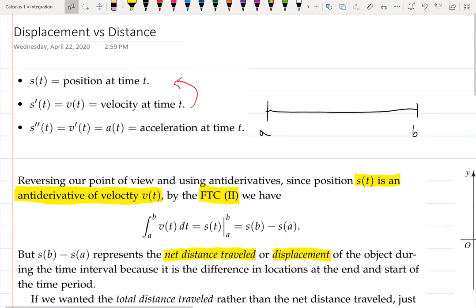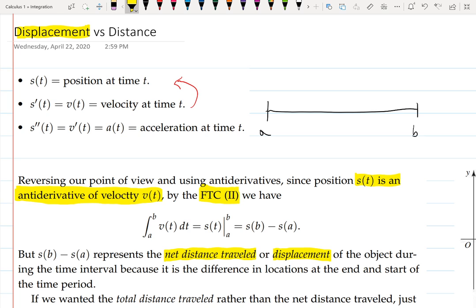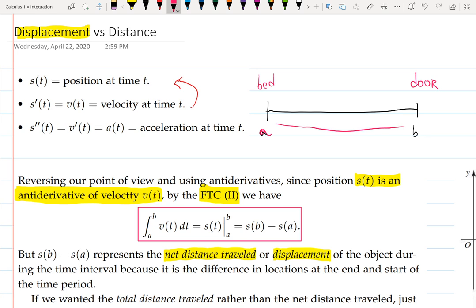We're starting with learning what displacement is versus distance. The displacement of the object during the time interval is the difference in locations at the end and the start of the period. Not very clear to me what it means, but basically this is what we're getting from this formula. From this formula, we learn how far did I move away from the original point. So for example, the A point was, say, my bed. Then I was going to leave the apartment, to the door. So I walked to the door first, from left to right, completely from A to B.